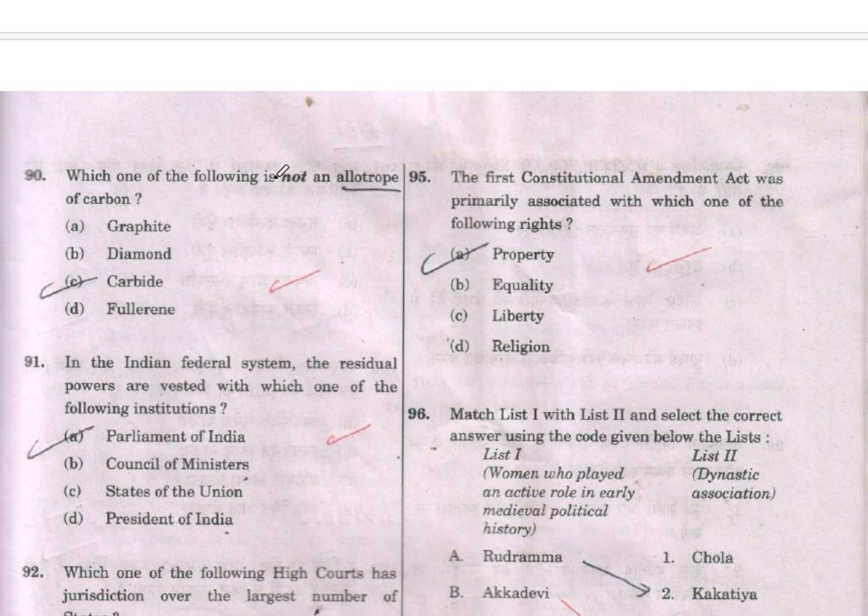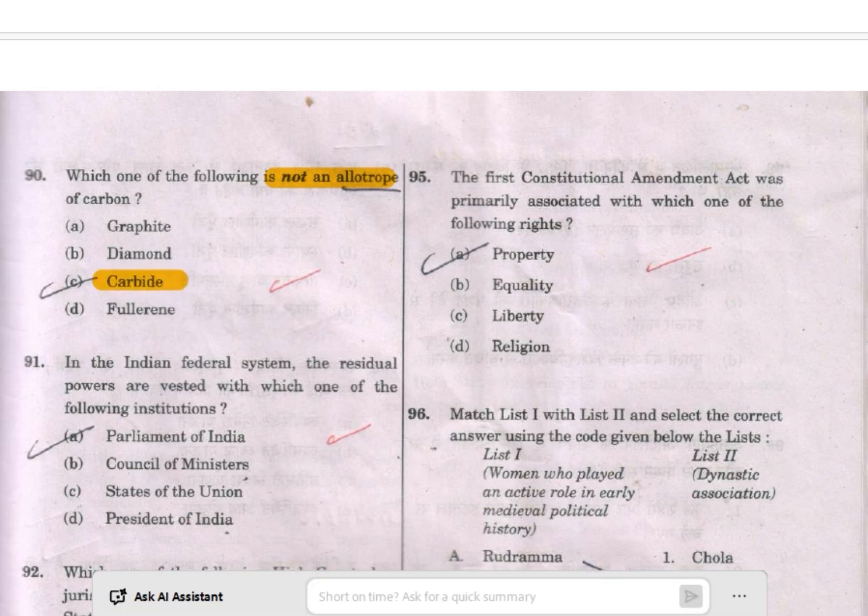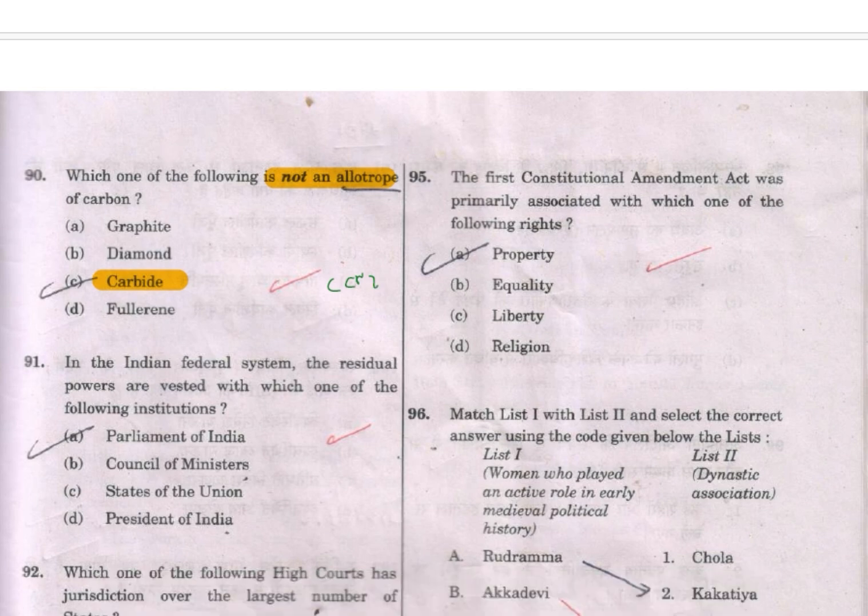Which one of the following is not an allotrope of carbon? Now graphite is allotrope of carbon, diamond is fluorescence, but carbide is not allotrope of carbon, because what is carbide? That is CaC2. This is carbide, so it is not allotrope of carbon.